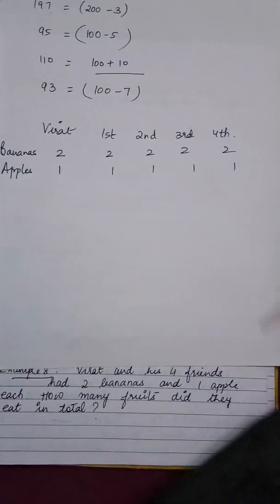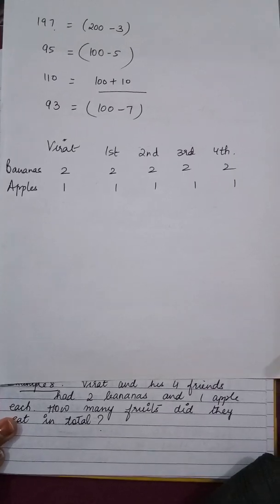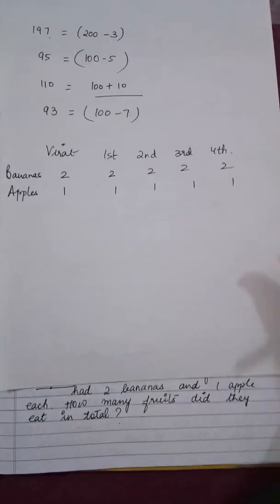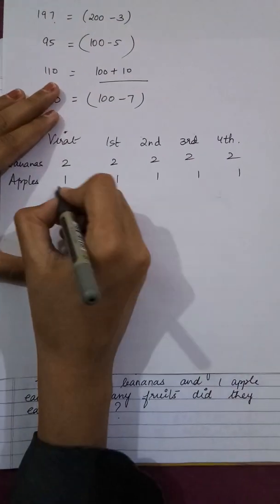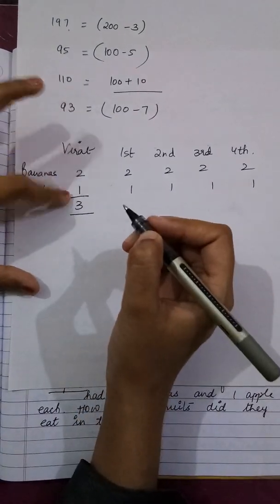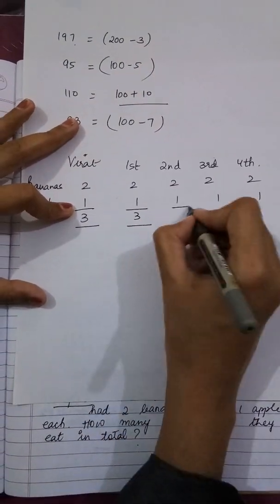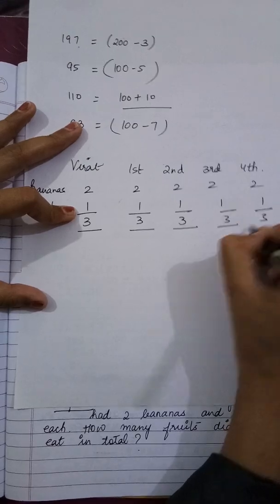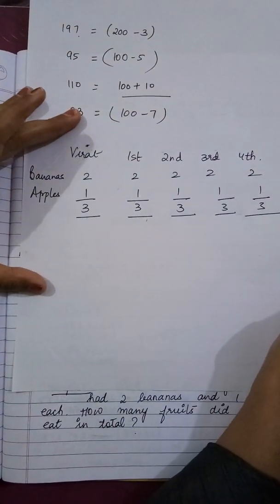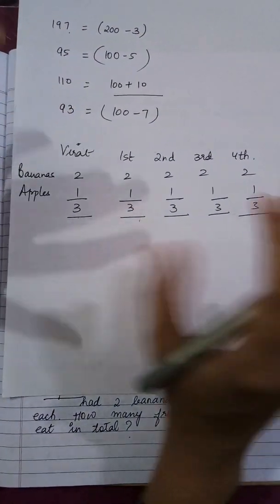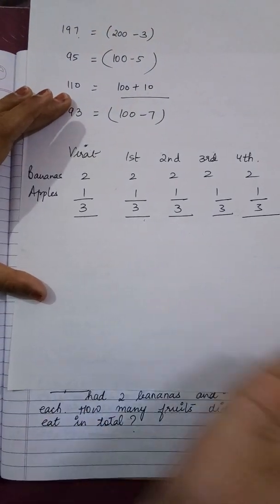Okay. Now they are saying, in total how many fruits did they have? Now what are you going to do? This is how many? 3. That means Virat had 3. First one also had 3. All had 3, 3 each. So each of them had how many total fruits? 3 each. So if I ask you in total how many fruits they had?